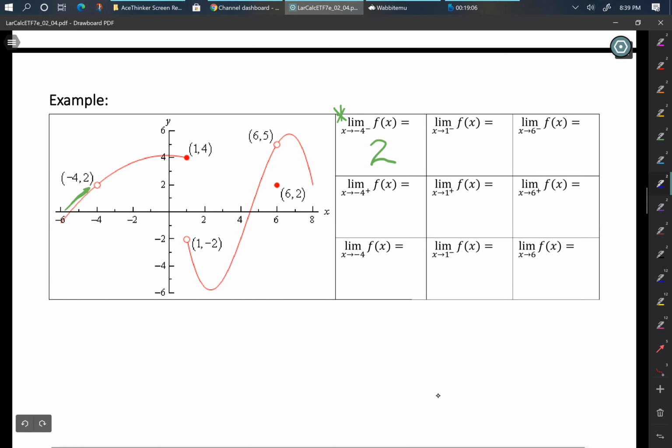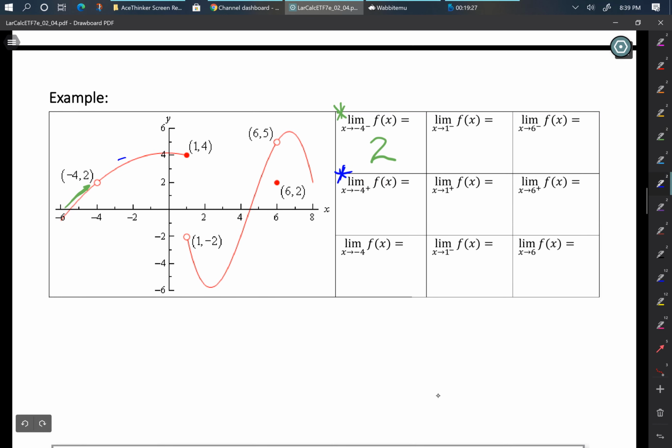Do this problem next. Ask me to find the limit of f of x as x approaches -4 from the right. I know it's from the right because of that little positive in the exponent position, right? All right. So now I come over here and I say -4 from the right. What's the y value that we're approaching? 2. And then the third one, what's the plain old limit as x approaches -4?